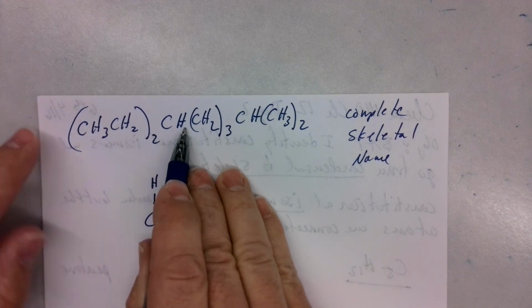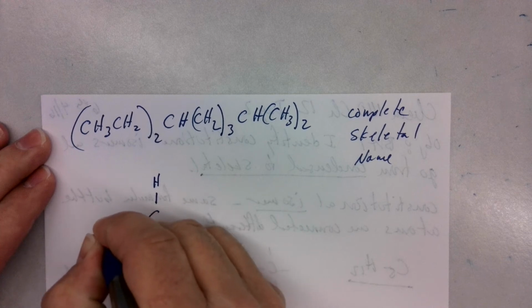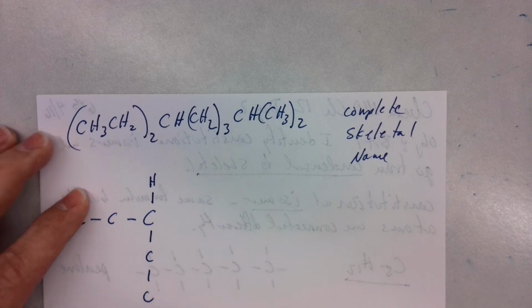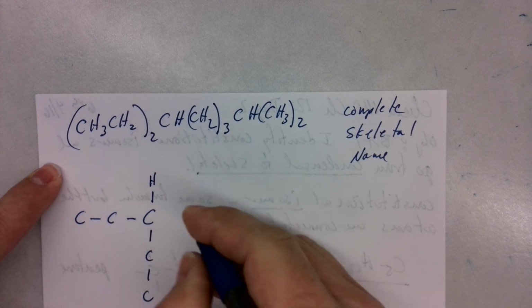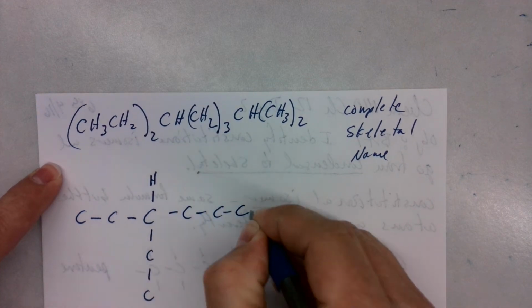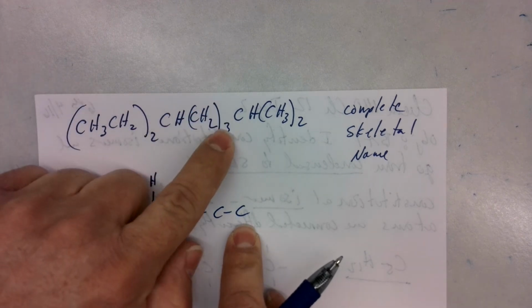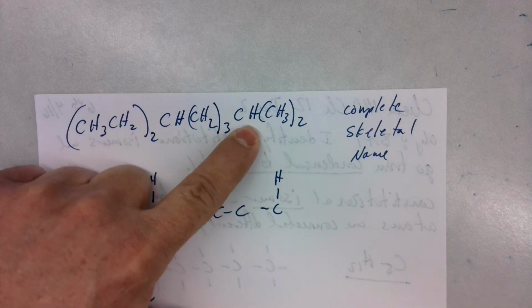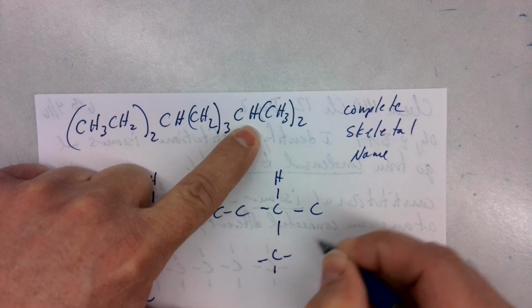Okay, now over here I've got 2 of these groups, right? So I'm going to go there and there for one of them, there and there for the other one, and that's those 2 groups. Does that make sense? Then I'm going to have 3 CH2s. Those are those, correct? And then I've got one more C with an H, like that, right? And then I've got again a CH3 and a CH3.